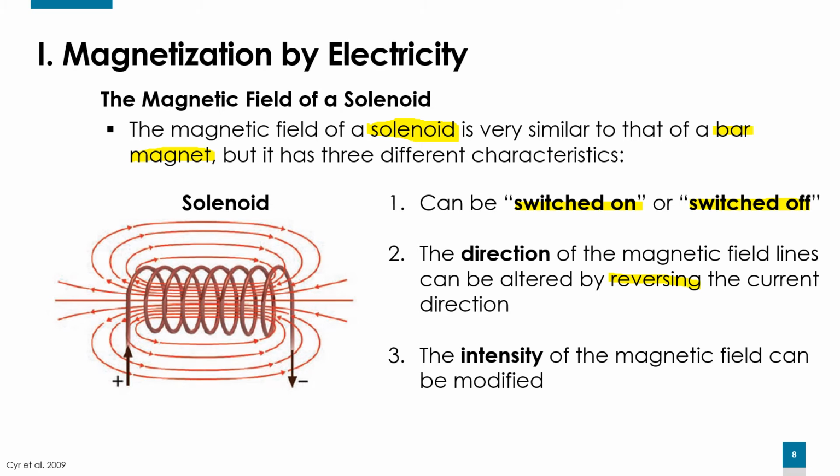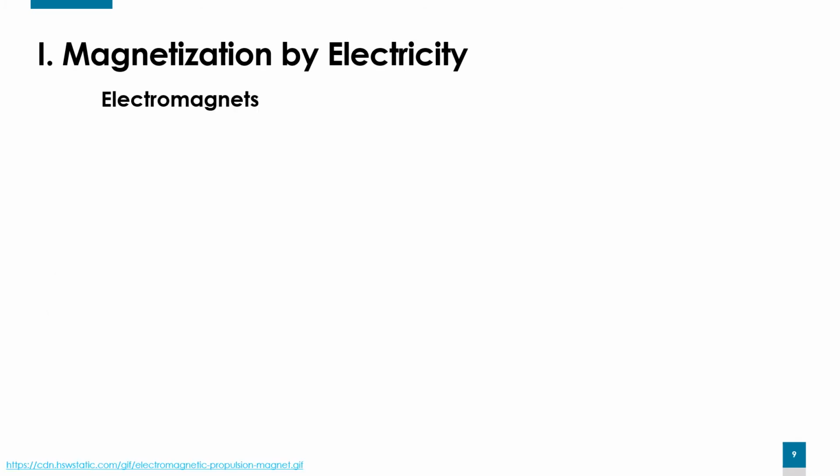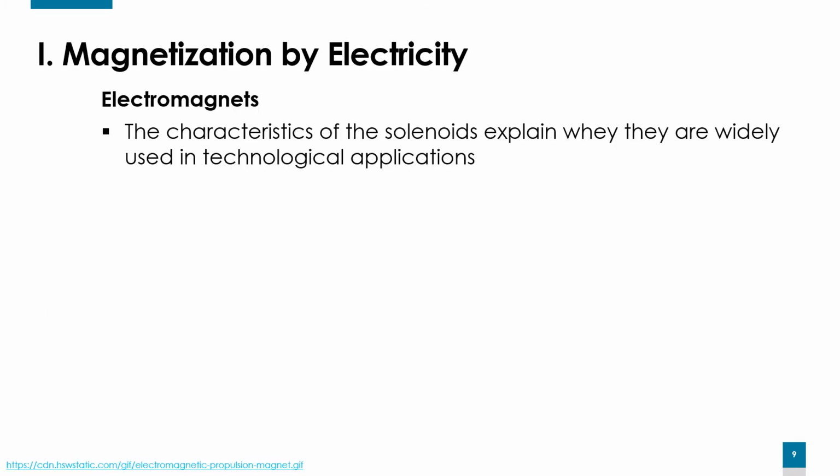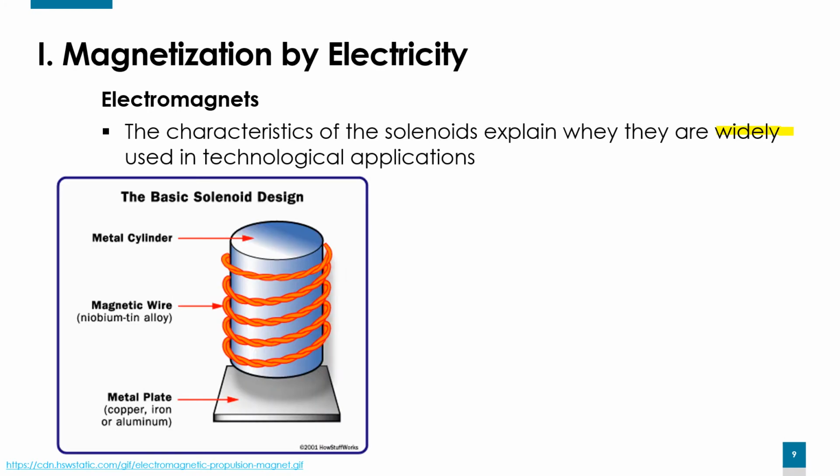And also the intensity of the magnetic field can be modified. If I want it more intense, I can put in more loops, for example, or increase the electric current. If I want it less intense, I can decrease the current or put in fewer loops, okay? So I can control the solenoid much better than the bar magnet. That's why it's used in a lot of applications. These characteristics of the solenoid explain why they are widely used in technological applications.